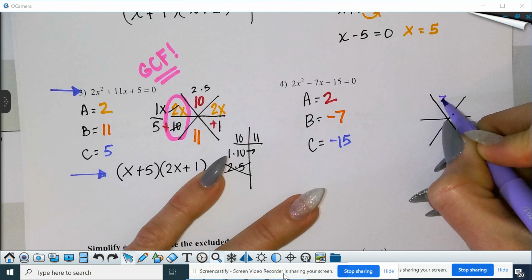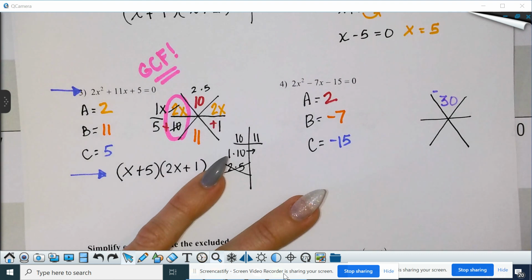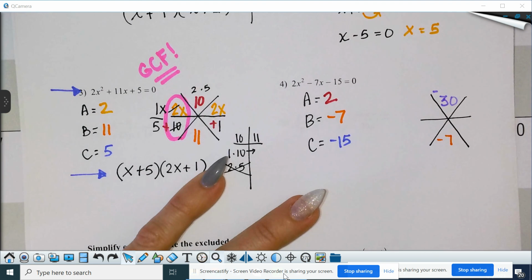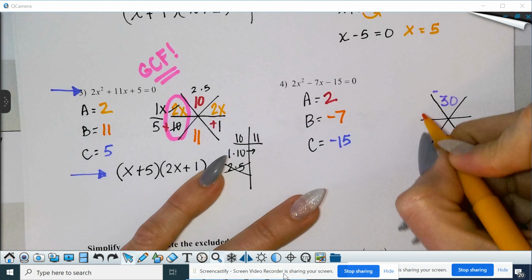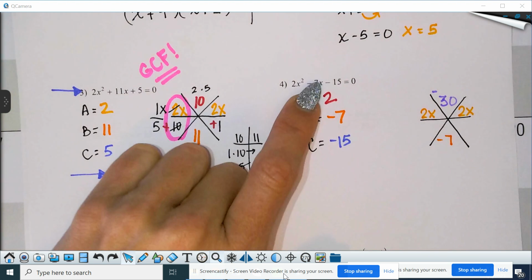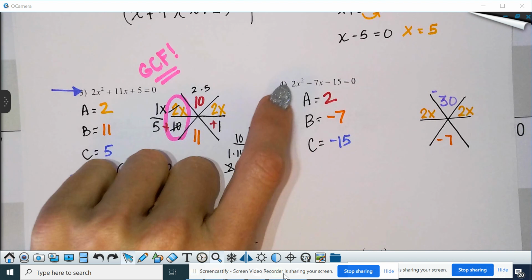So A times C is going to be a -30. And then our B value is going to be a -7. And our A value is 2. So we're going to do 2x, 2x. And I did it again. Check for a GCF. 7 is prime, so there's not going to be a GCF. And nothing in here is divisible by 2 except the one in the front, so that won't work.